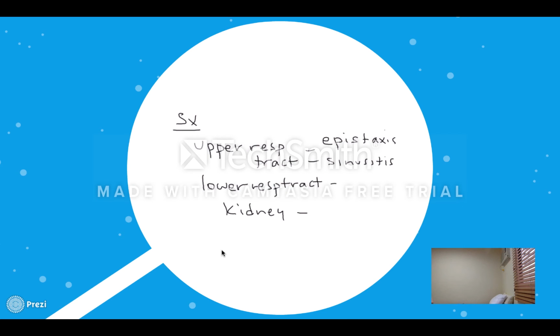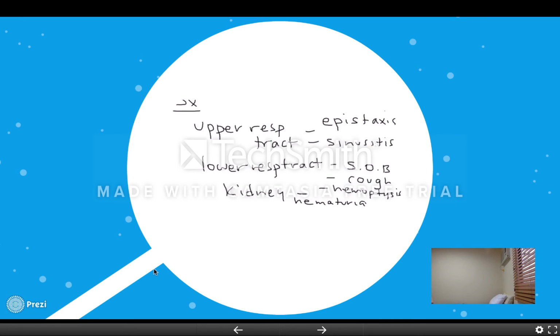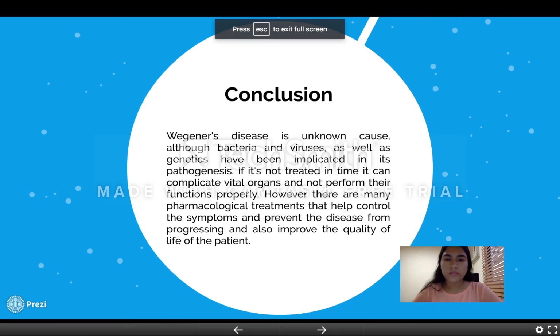Lower respiratory tract, involving the lungs: shortness of breath, cough, and coughing of blood, hemoptysis. And then kidney: hematuria, and then kidney-related symptoms such as edema and high blood pressure, hypertension. Hypertension is more of a physical exam finding.